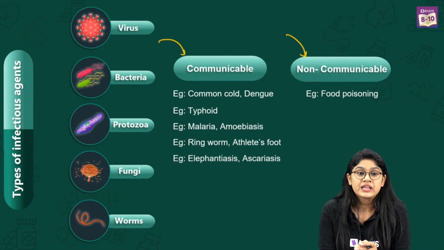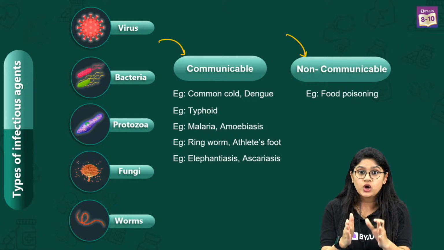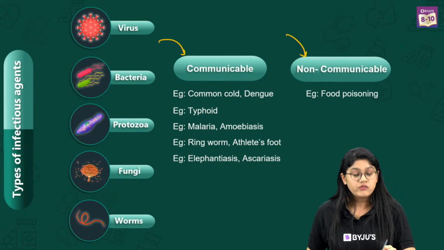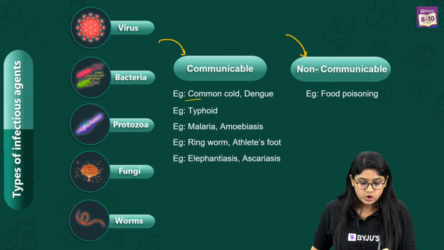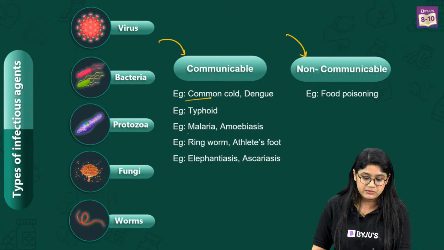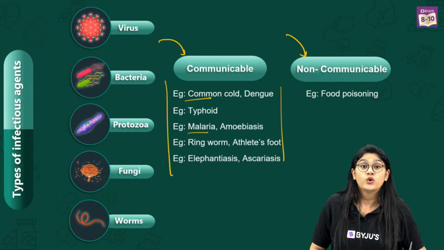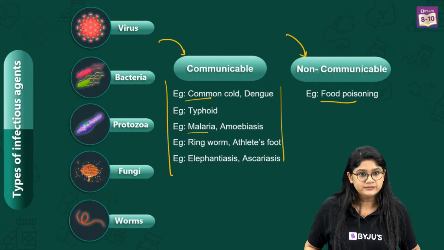You remember, the infectious diseases were further classified or categorized into communicable diseases and non-communicable diseases, right? So, when we talk about the communicable diseases, these are the ones that will be spreading, right? Common cold, dengue, typhoid, malaria, all of these over here are communicable diseases. Whereas food poisoning, of course, we know that it's non-communicable.